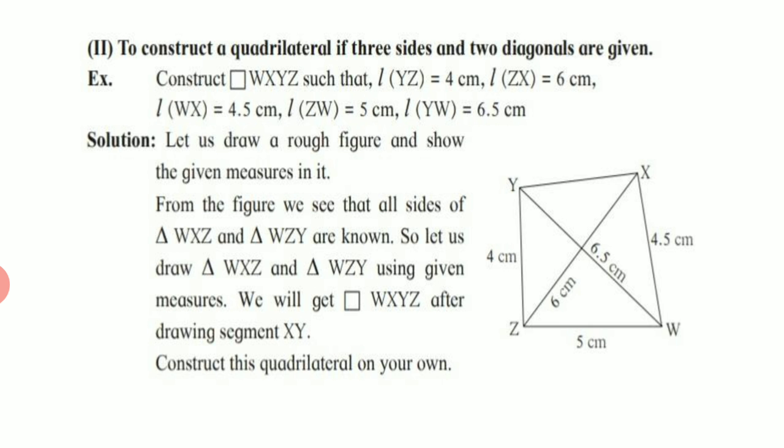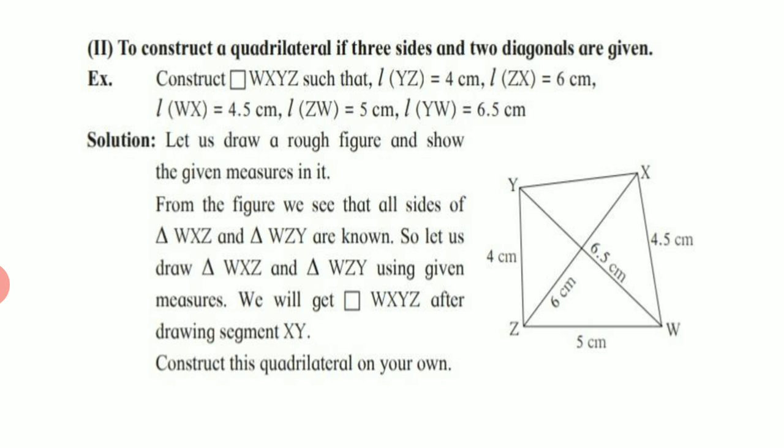Second type, to construct a quadrilateral if 3 sides and 2 diagonals are given. For example, construct rectangle WXYZ such that length YZ is equal to 4 centimeter, length ZX is equal to 6 centimeter, length WX is equal to 4.5 centimeter, length ZW is equal to 5 centimeter, length YW is equal to 6.5 centimeter. Let us draw a rough figure and show the given measures in it.